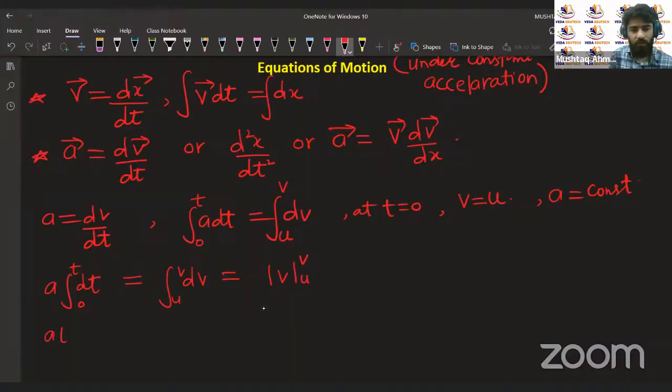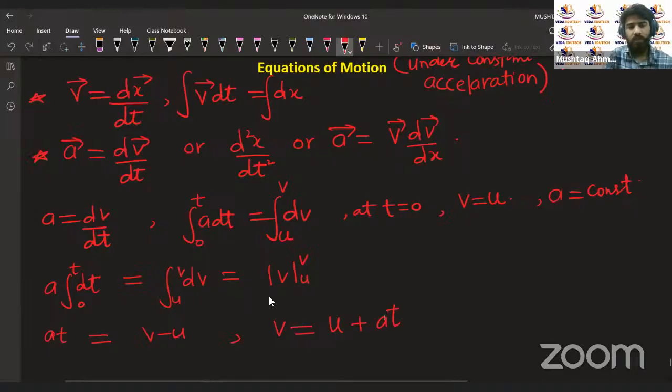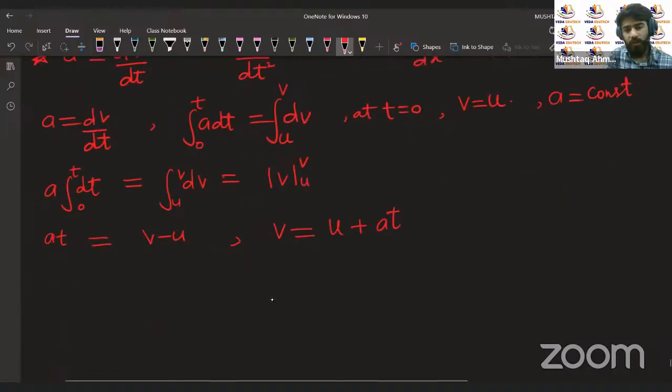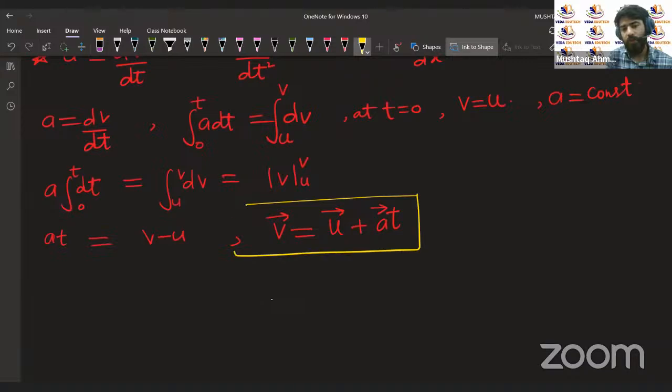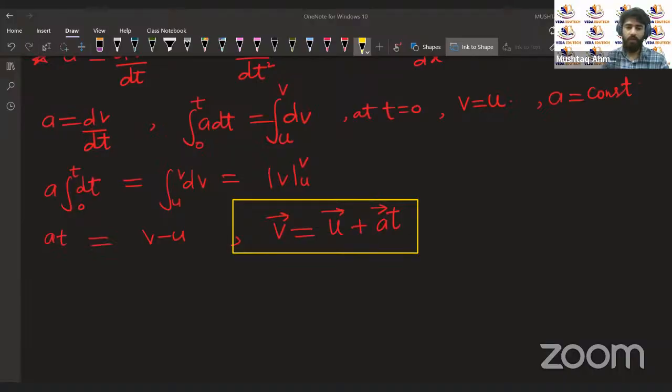So we'll be left with at, and on the right side, upper limit minus lower limit, so v minus u. We can conclude that v is u plus at. So v is equal to u plus at. We can write it in vector form: the v vector is equal to the u vector plus the a vector times t. So this is our first equation of motion, v equal to u plus at.